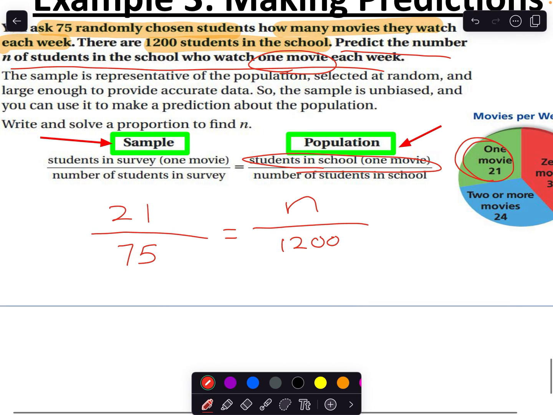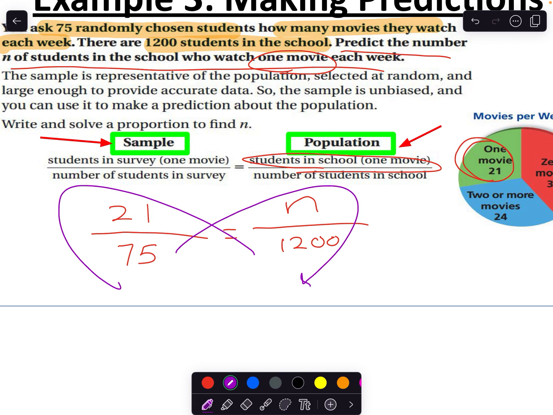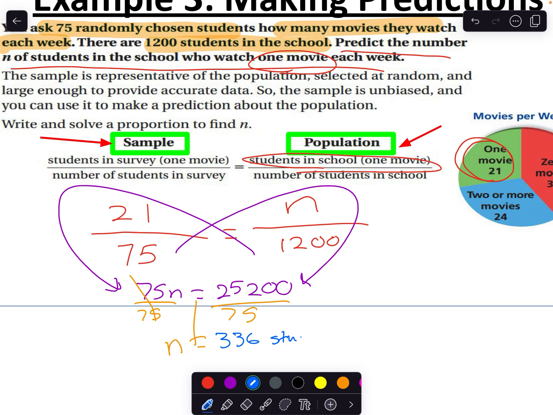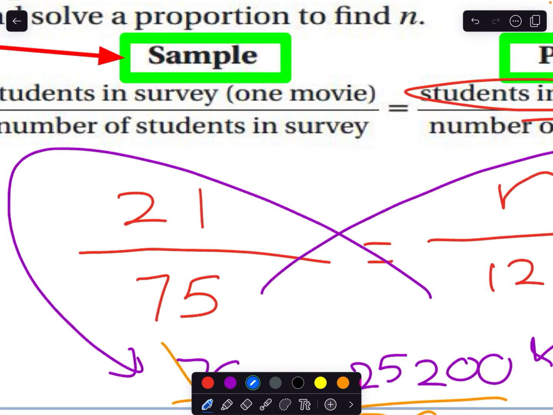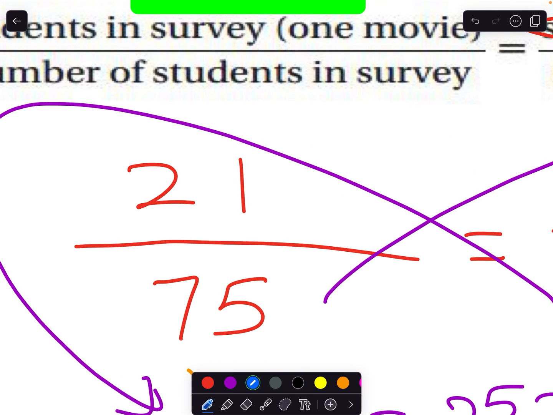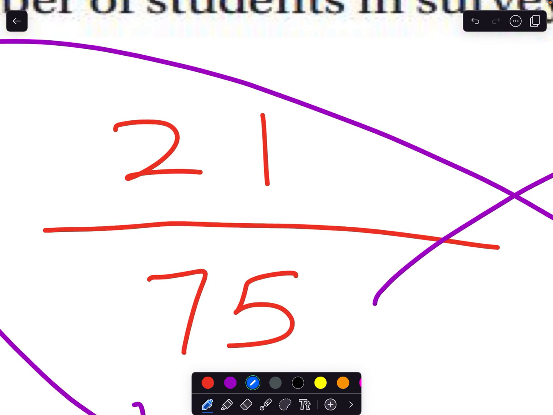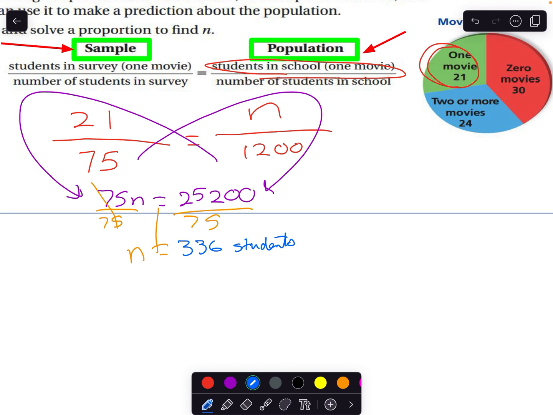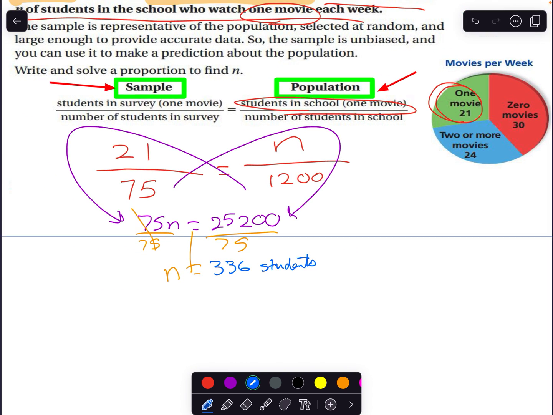So we'll set up something like this, and now we can cross multiply, right? We'll get 75n equals 25,200. We divide both sides by 75. Okay, and we'll get 336 students, right? So if 21 out of 75 in my survey said they watch one movie a week, I can assume that same percentage of kids out of the whole school would watch one movie, and that would be 336 out of 1,200.